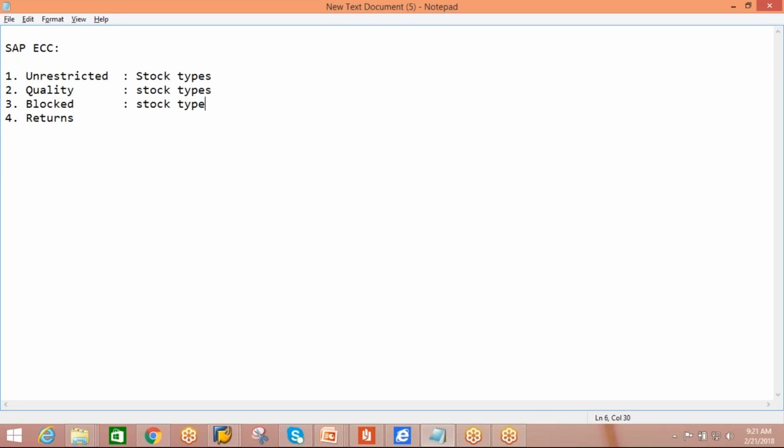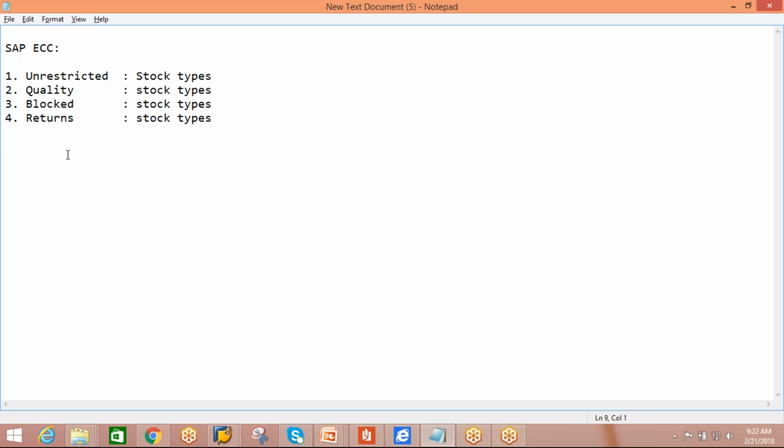Okay. Now we are connecting our ECC to the EWM system. That's why we are thinking about those. These are the stock types, only these four. Apart from this, we cannot find any other. Say, for example, unrestricted custom or unrestricted non-custom products. Assume custom products or non-custom products, those also fall under unrestricted only.